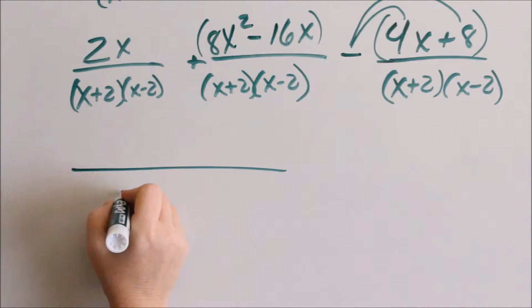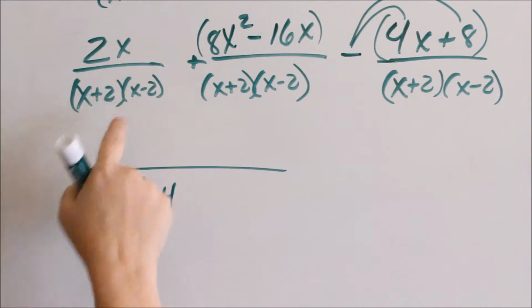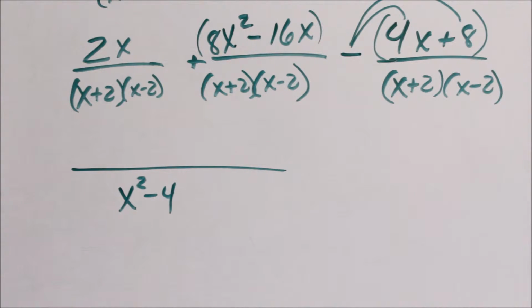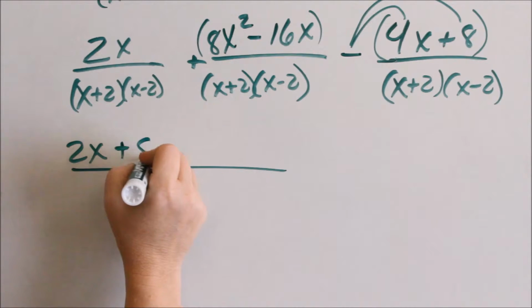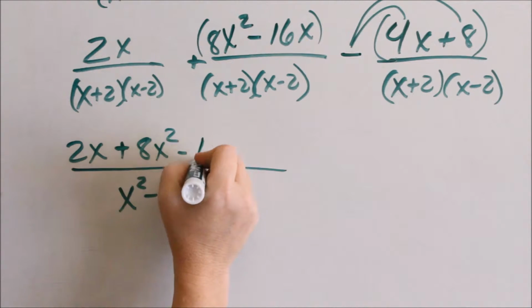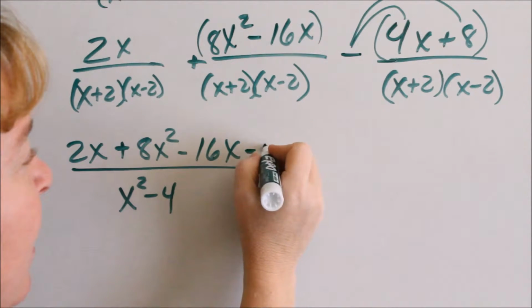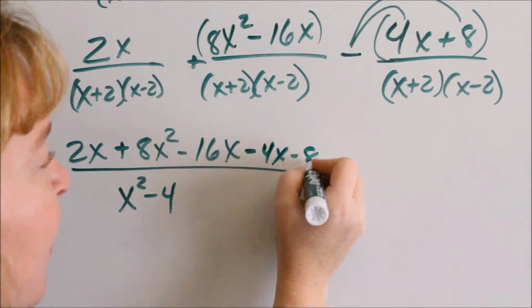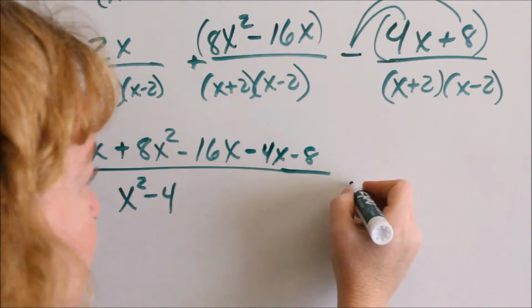I'm going to go ahead and write my denominator as x squared minus 4, because when you multiply x plus 2 times x minus 2, you get x squared minus 4. So here I have a 2x plus 8x squared minus 16x. Distribute this negative. That would be a negative 4x, negative 8. Okay, now I'm going to combine my like terms.